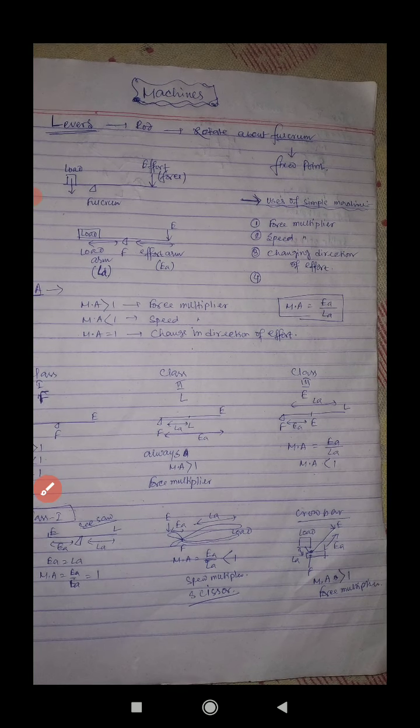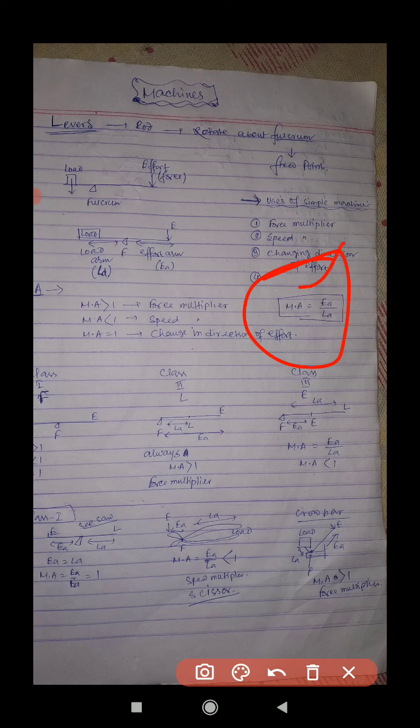Mechanical advantage means how the machine is working. Here you can see, mechanical advantage is equal to effort arm by load arm. Effort arm denoted by EA, load arm by LA. You just copy it in your copy. Write that effort arm EA and load arm LA. So EA by LA is equal to mechanical advantage, and it will act in three ways.